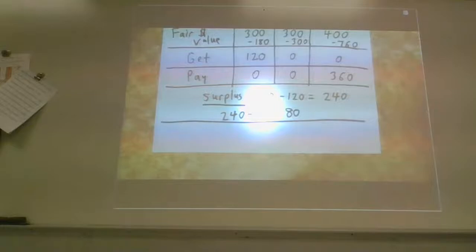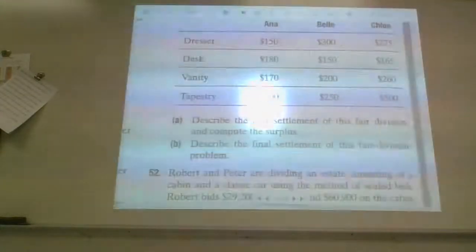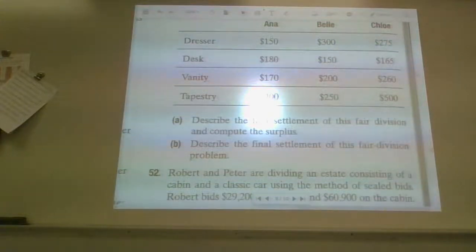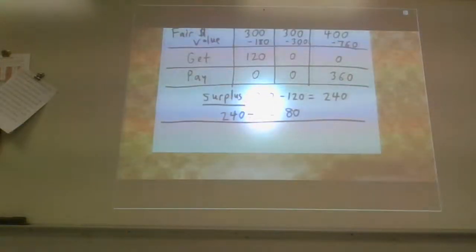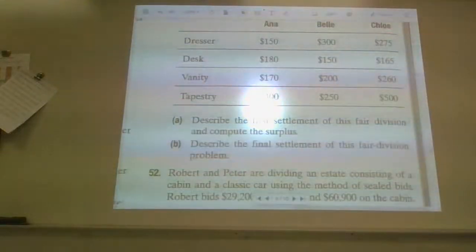Then this is the first settlement. In order to settle things up, first and foremost, Anna gets 120. Chloe has to pay 360. That's settling up the first settlement. Then that first part also asks to compute the surplus, which is exactly what we just did. We divided the surplus by 3, with 80 going back to each player. But then the PDF says, describe the final settlement. And the final settlement is when you give out the surplus back to each person.